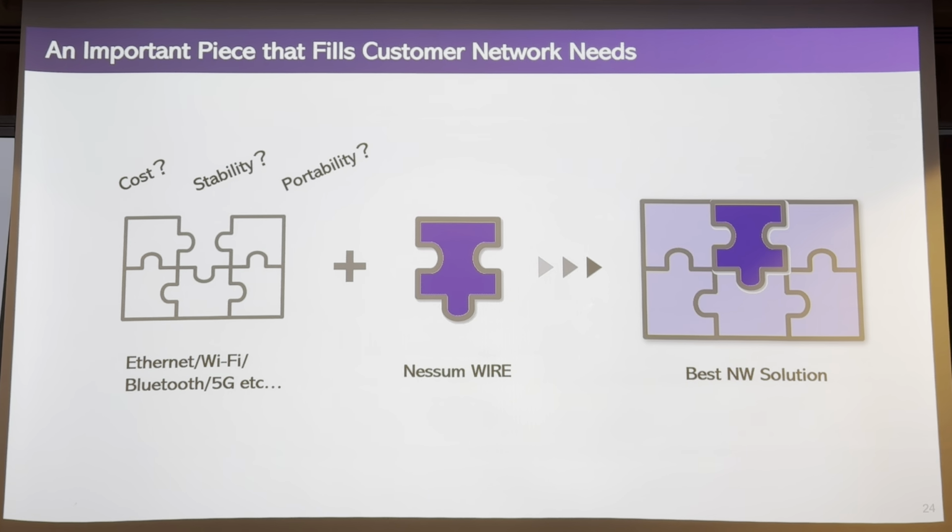This is the last page so far. I have introduced Nessum use cases that take advantage of the 6 strengths. We believe this technology is an important piece that fills customers' network needs. By combining Nessum WIRE with Ethernet, Wi-Fi, Bluetooth, 5G, and so on, we can offer customers the best network solution.